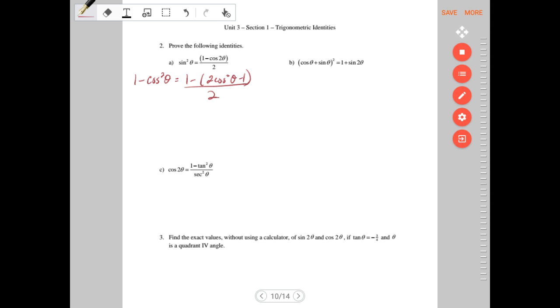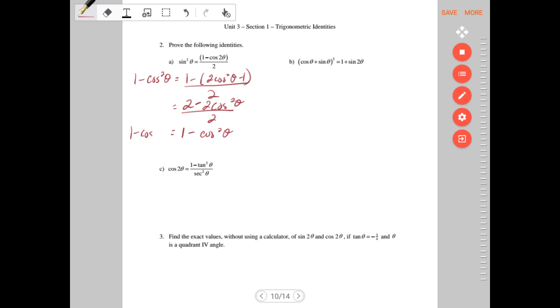Okay, good. Now, I can simplify the top by collecting some like terms. So 1 minus minus becomes 1 plus, so that becomes 2 minus 2 cos squared theta all over 2. Notice that they both have 2's in them, so I can divide both terms in the numerator by 2. So 2 goes into 2 once, and 2 goes into 2 cos squared theta cos squared theta times, and now left side equals right side, and the proof is complete.